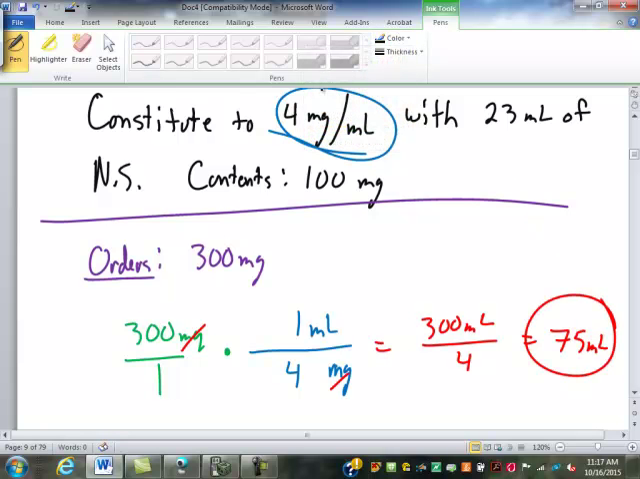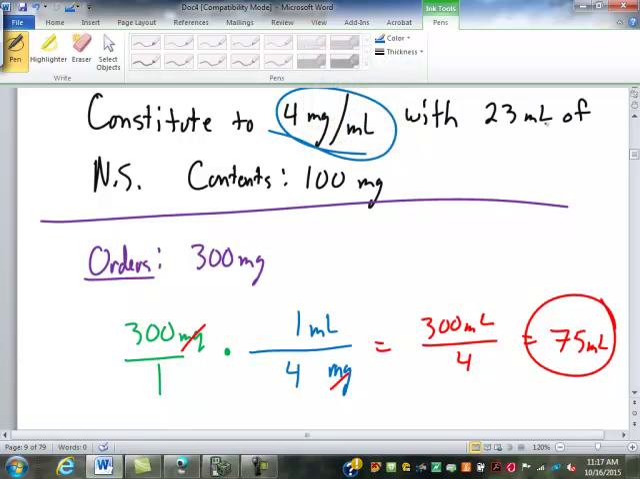Maybe a stupid question, but on the labels of both of these, the first one is 4.5, this one is 23 or whatever. We don't do anything with that? No. Oh, okay. It's all extra information. All we care about is the final concentration.